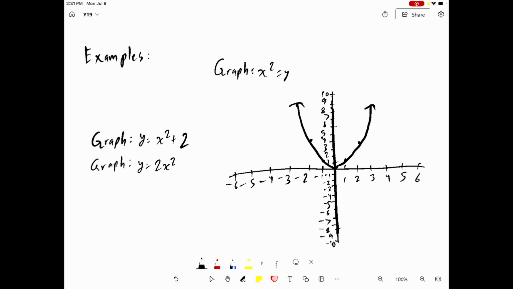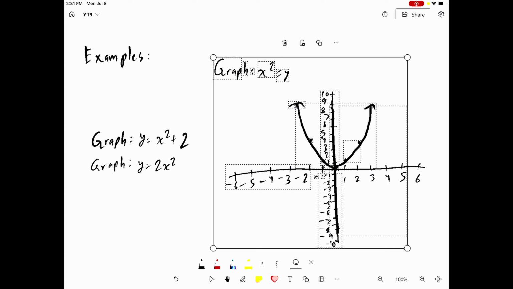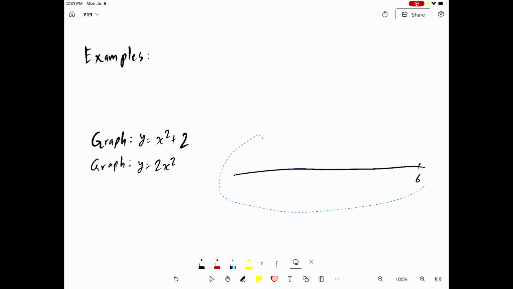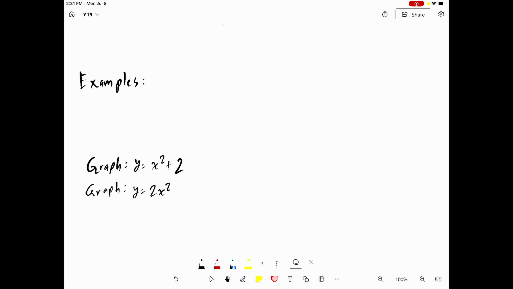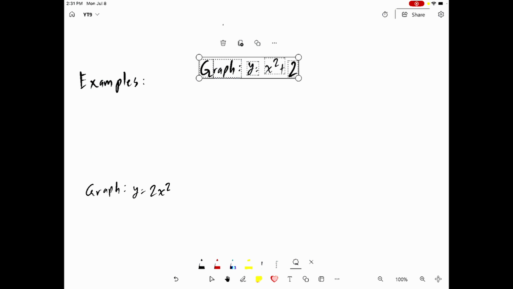For our second example, we're doing y is equal to x squared plus 2. And this is actually a little bit different because we don't just have x squared. We have x squared plus something. And in this case, it's x squared plus 2. What we got to do in this situation is, of course, draw the coordinate plane.